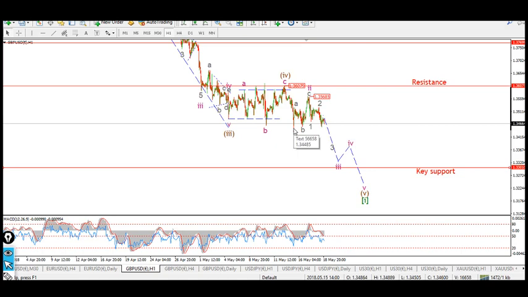Definitely, if we get a break of that previous wave 1 low there, so that would be 134.50, you're talking about confirming a decline in wave 3. So that's what you look out for on Monday.